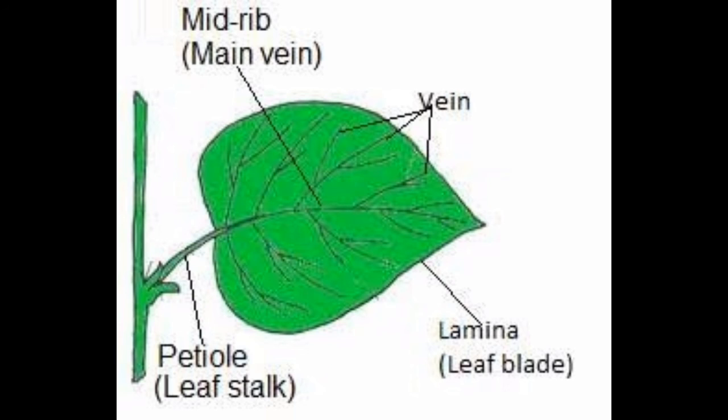Leaves synthesize food with the help of chlorophyll, and this process is called photosynthesis. Okay, what is chlorophyll? It is a green color pigment present in the leaves. Because of chlorophyll only leaves are green in color.